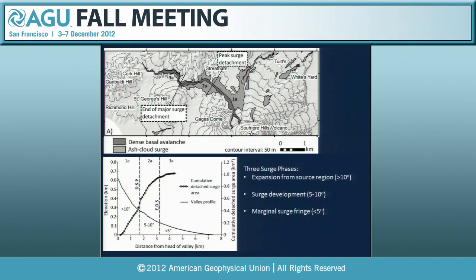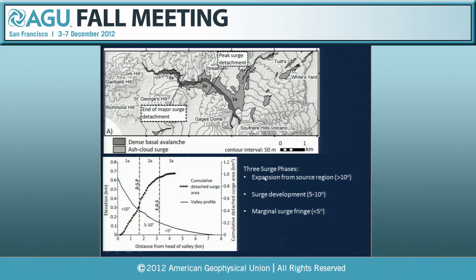And so not only can we look at the thermal ascent of these plumes, we can also compare it to the surge detachment itself, the lateral surge detachment. One of the parts of this that I worked on was looking at the detached surge area, which is just the area of the surge outside of the dense basal flow, tracked about every 100 meters, and we could compare that to things like topography, velocity, and so on.